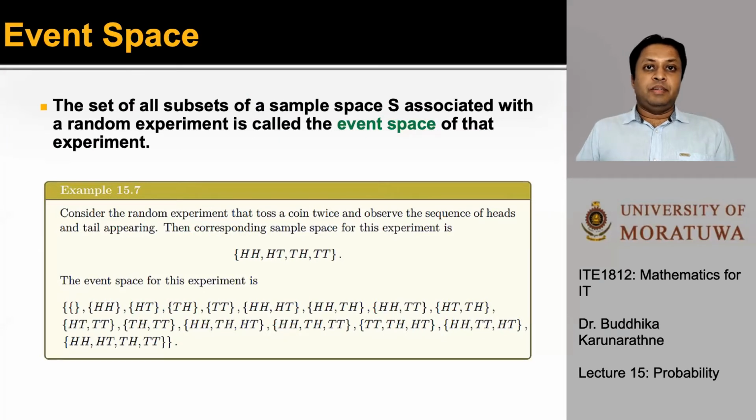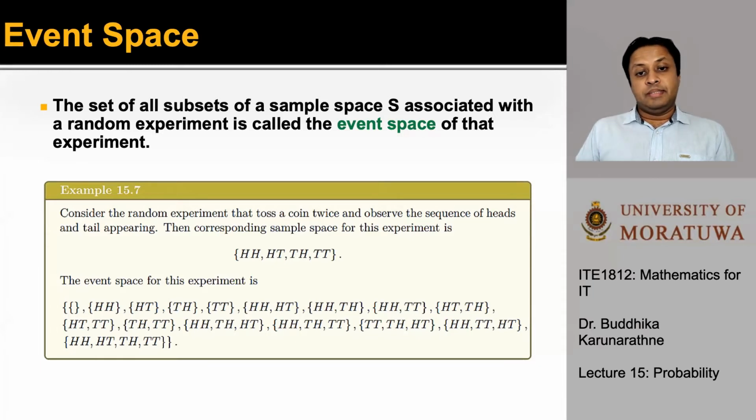Now we will define event space. The set of all subsets of a sample space associated with the random experiment is called the event space of that experiment. Let's take an example right away. Consider the random experiment of tossing a coin twice and observing the sequence of heads and tails appearing.